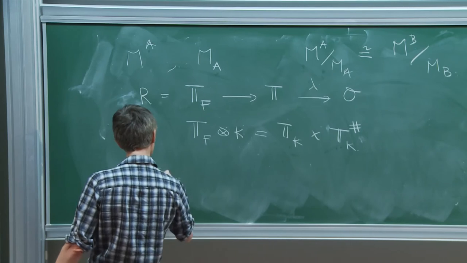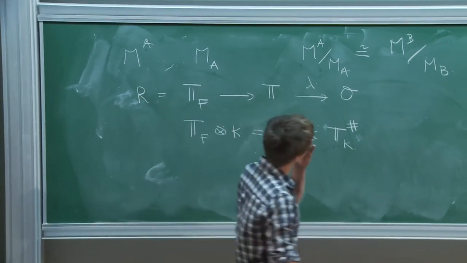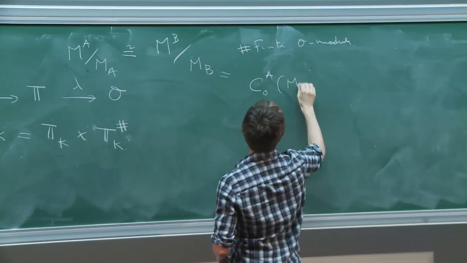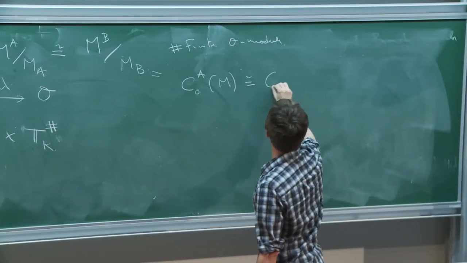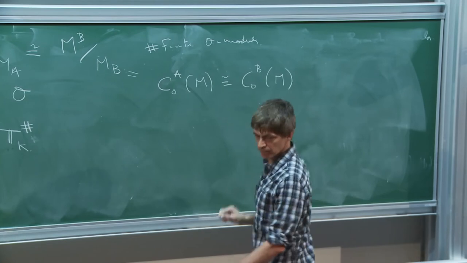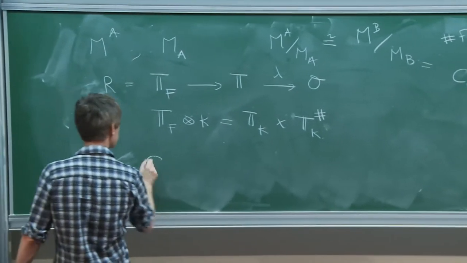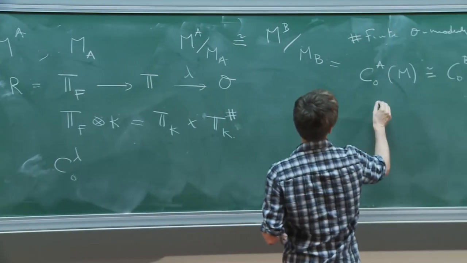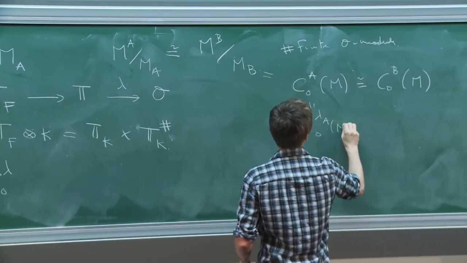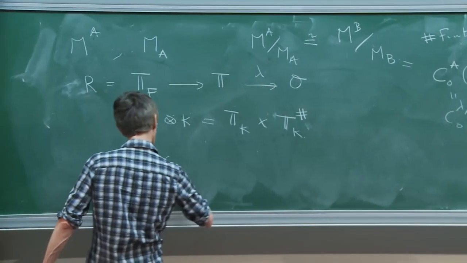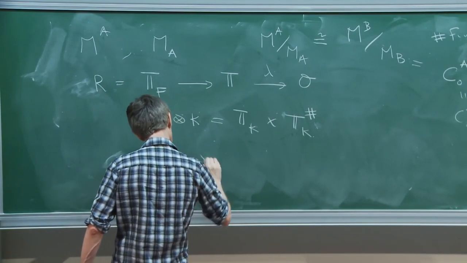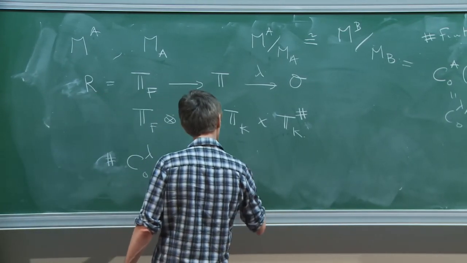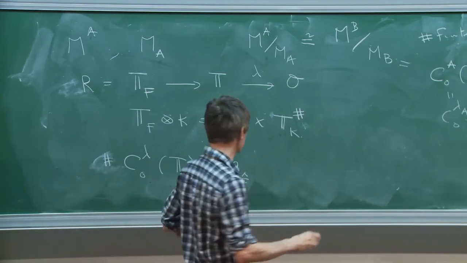So I'm going to denote this module by C naught A of M, and of course this is the same as C naught B of M. You can define, for instance, C naught lambda, or C naught lambda A for short, of T_F. The cardinality of this is something that I'm going to call eta lambda f hat. This is a congruence number.